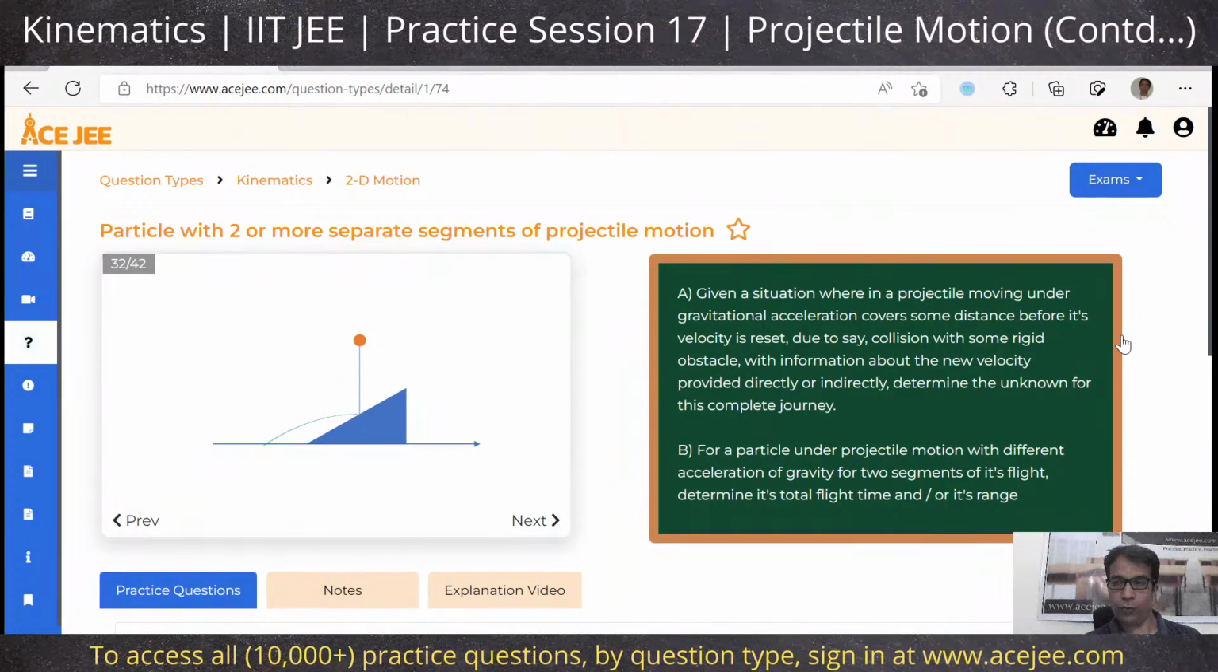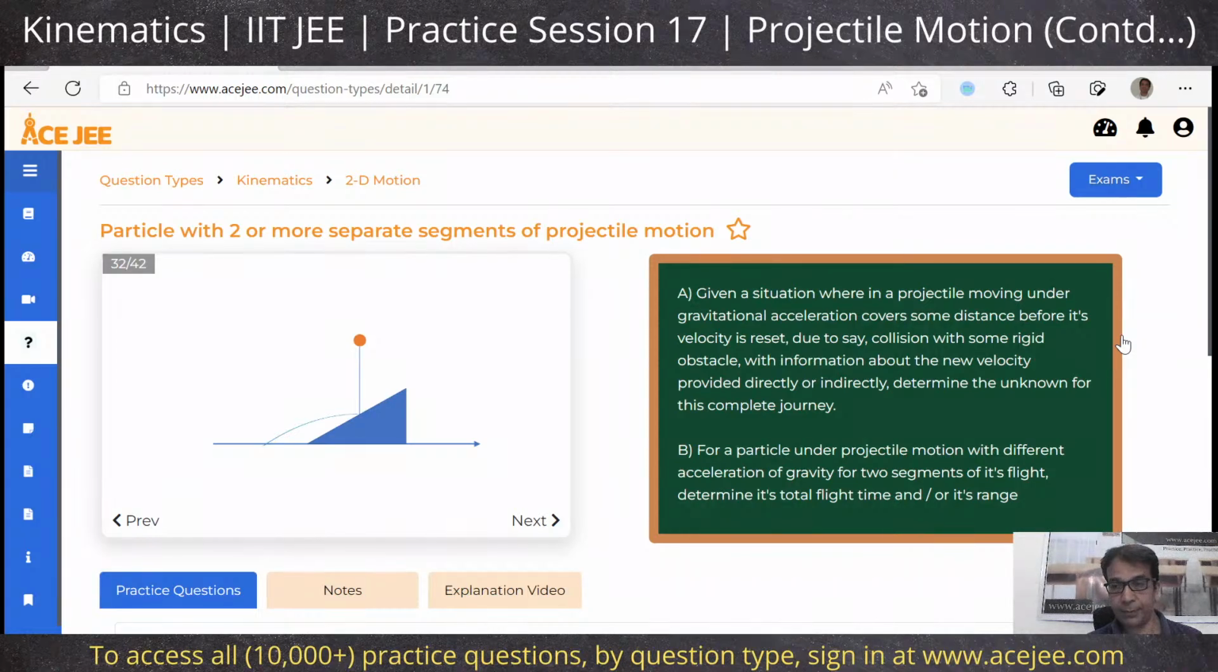So when you are writing your equations of kinematics, right? x is equal to ut, y is equal to ut plus half at square. You'll write those two equations for the two segments separately, right? There is no confusion, no? You cannot have one continuous equation for the entire journey. You will have to write those equations separately for the two segments.